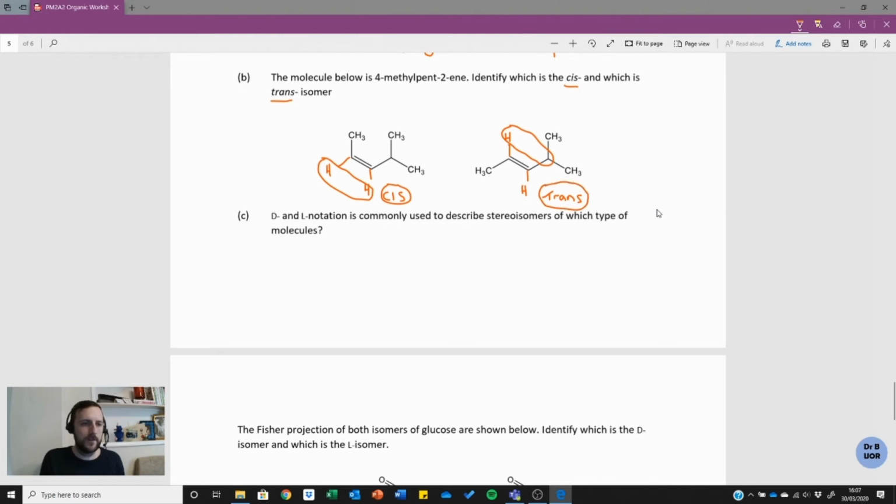Again, the trans and the cis go in front of the name, and they'll be able to tell you, without drawing the structures here, if I said it was cis for methylpent-2-ene, you would know the configuration of that particular molecule. So always draw in the hydrogens and then look at what side of the double bond they are.